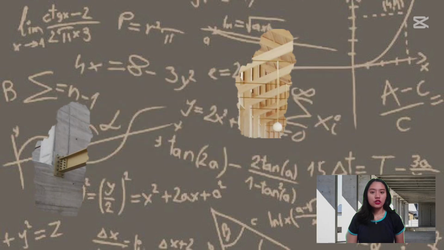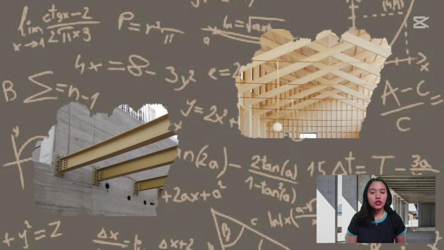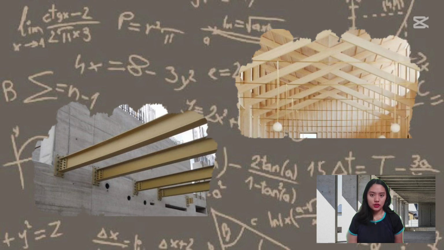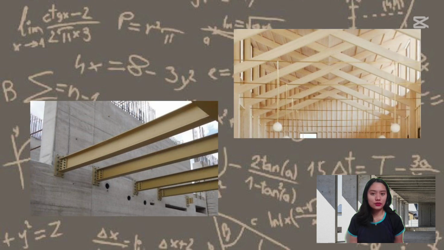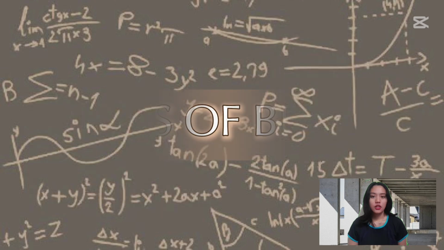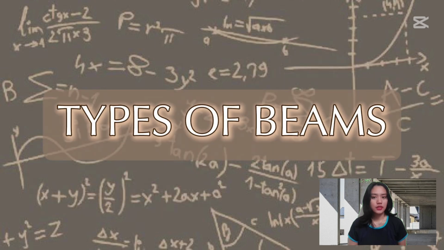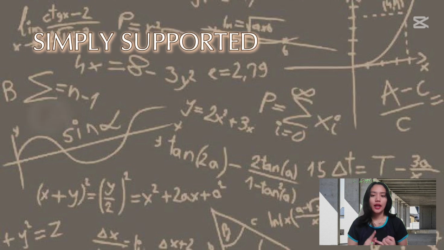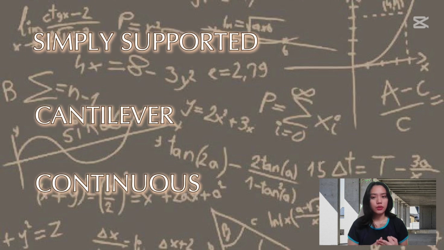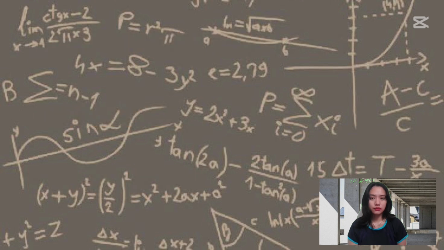A beam is a horizontal structural element that supports a load and transfers it to columns or walls. It is important to know that beams are crucial in a building in order to prevent it from collapsing. There are different types of beams: simply supported, cantilever, and continuous beams. Each type has its own design considerations.